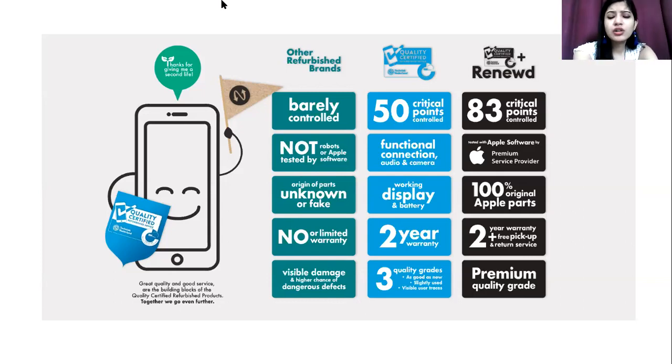Once all the parameters, whether internal or external, are crossed, it is certified as a certified refurbished product. What happens if it fails in one parameter, or there is any damage? Then it has to be replaced. Yes, if any part is damaged, then it has to be replaced with the original part from the company itself. Then it is considered a refurbished or renewed product.